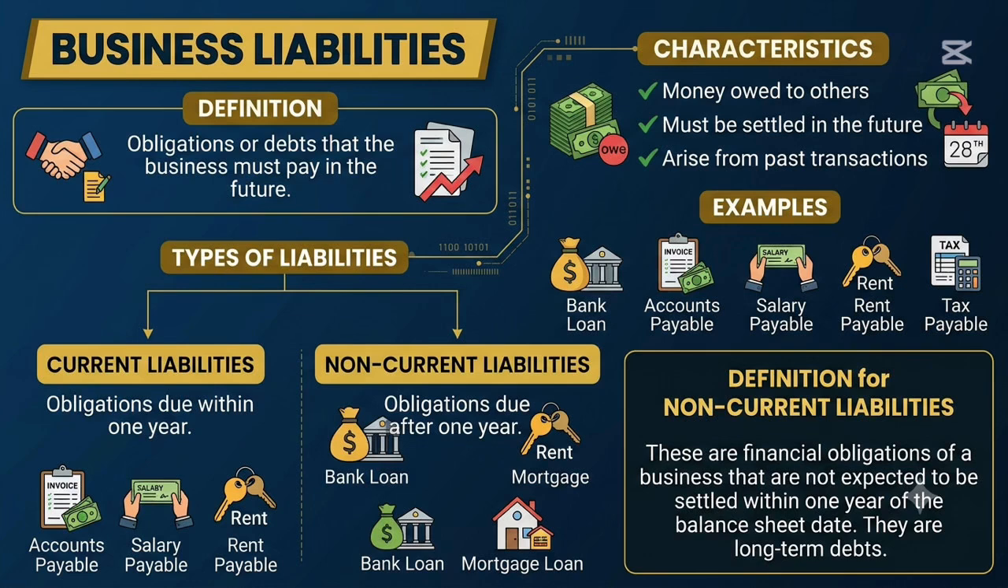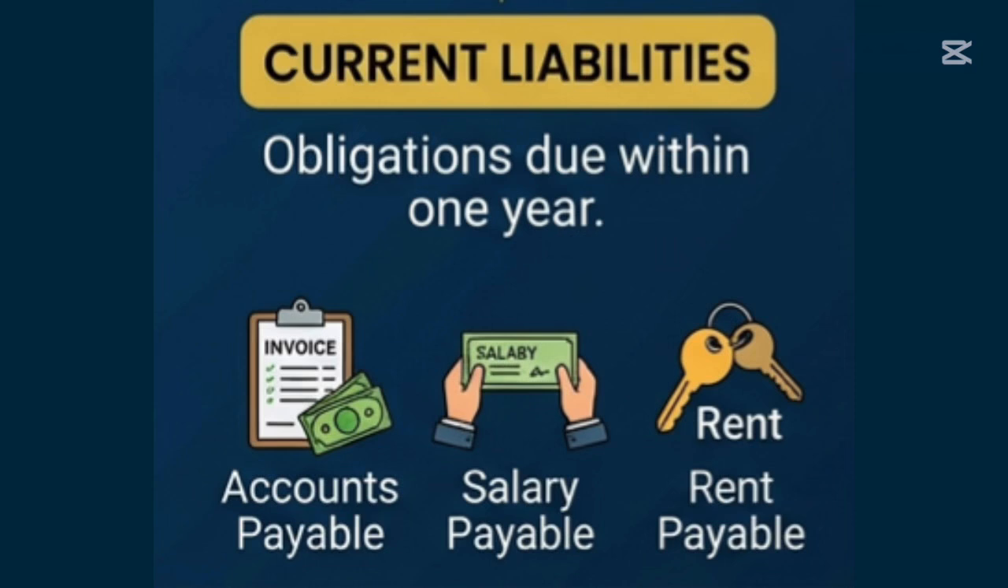Just like assets, liabilities are also divided into 2 categories. Liabilities are classified as current liabilities and non-current liabilities. Current liabilities are expected to be paid within 1 year. Examples include accounts payable, salary payable, and rent payable.